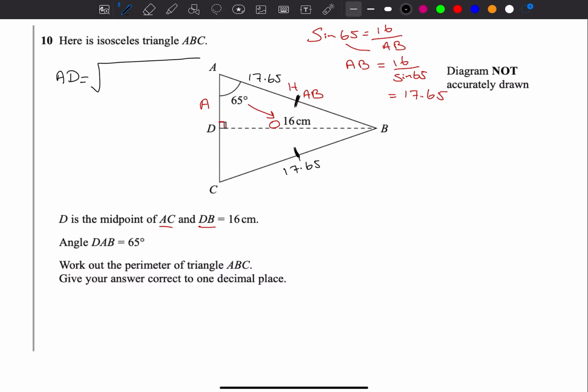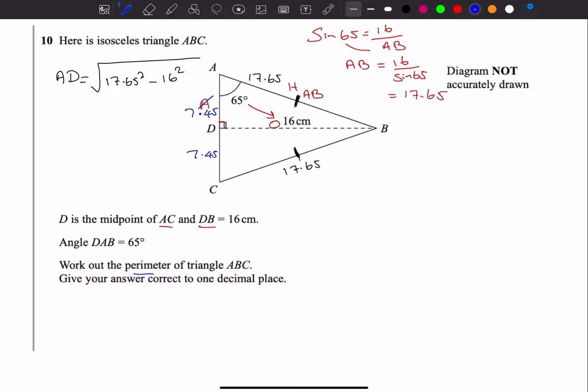So take away 17.65 squared, take away 16 squared, which gives you 7.45. So I know that this number here is 7.45 and this is also 7.45.